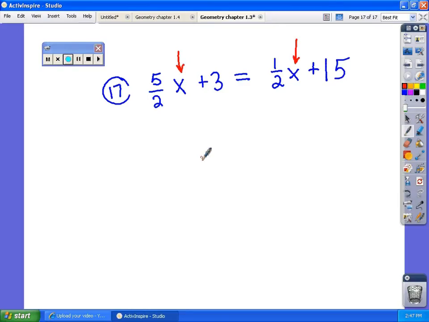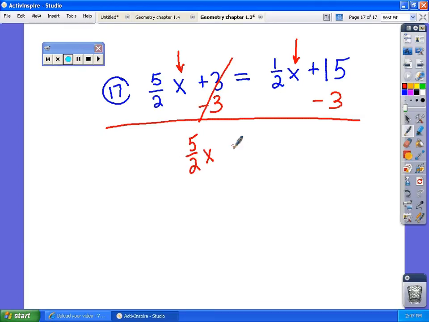So the first thing I'm going to do is isolate so that I get all the numbers on one side and the variables on another. So I'm going to subtract 3 on both sides. You could have also moved the x's, the variable, first. But if I subtract 3 on both sides, it's going to cancel out on this side. And I'm left with 5 halves x, which equals, and then over here, 15 minus 3 is just 8. I'm sorry, 12. Plus 1 half x.